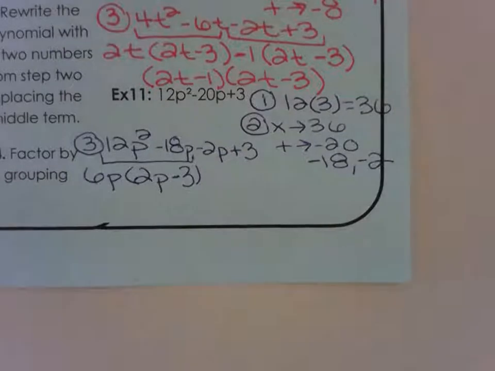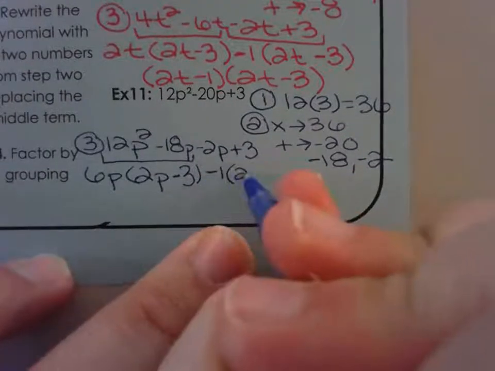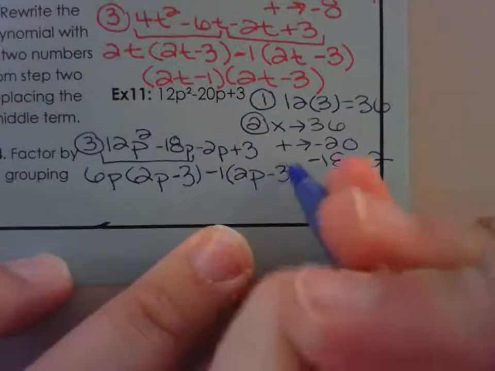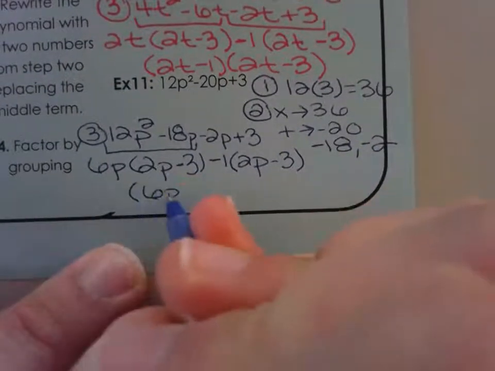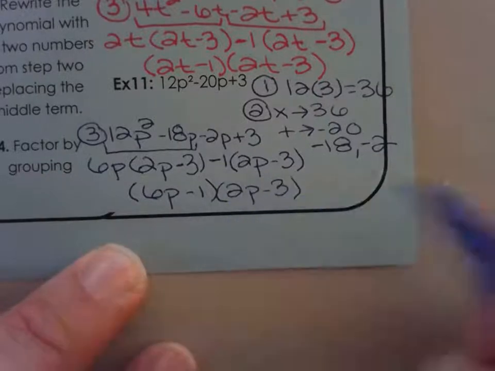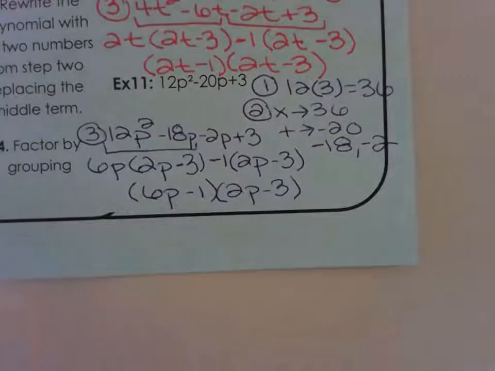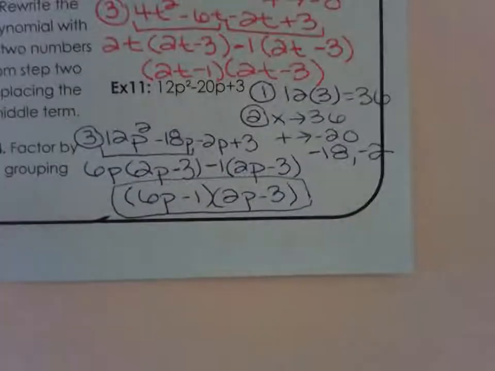Similar to the last one, I have negative 2p plus 3, so what can I factor out? Negative 1. That will give me 2p minus 3. Final answer, 6p minus 1 and 2p minus 3. Those are by far the trickiest. That's why we spent 3 days on them and then reviewed them again today.